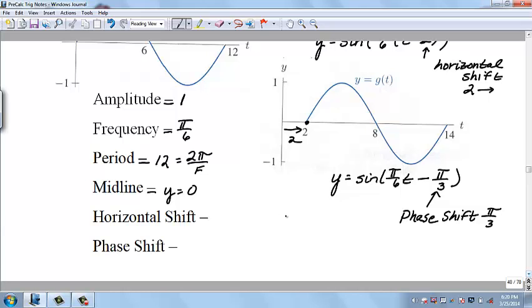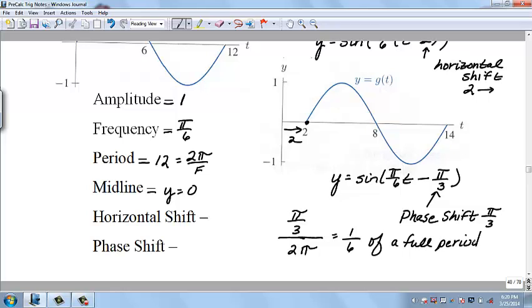So if you take this pi over 3, okay, divide it by 2 pi, because that's what phase shift tells you. When I do that, I end up getting 1/6. So basically, this graph has been shifted 1/6 of a full period.